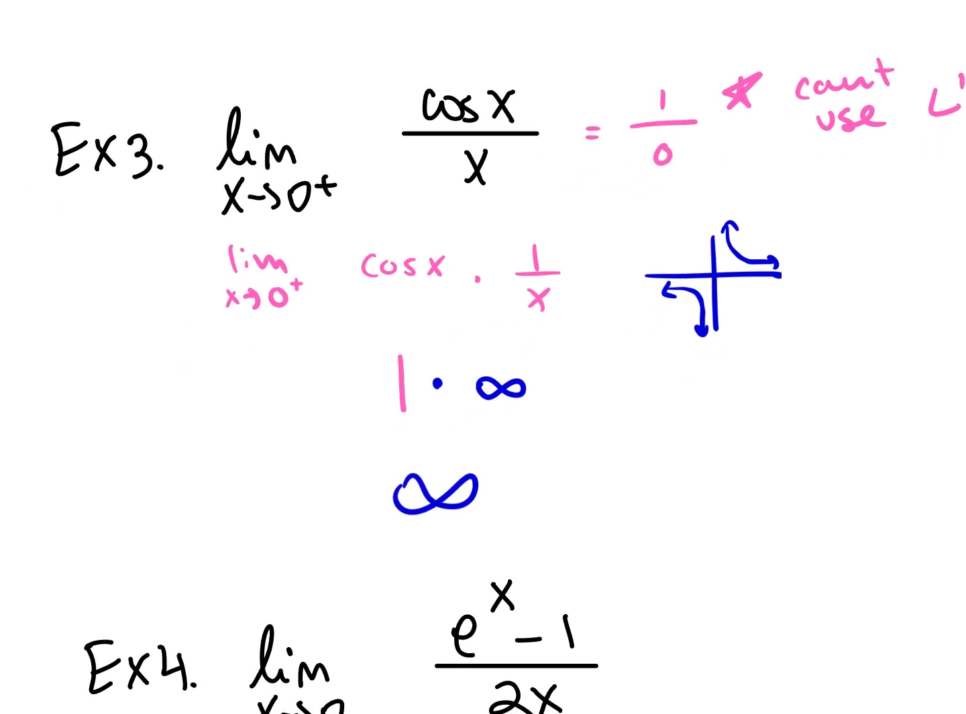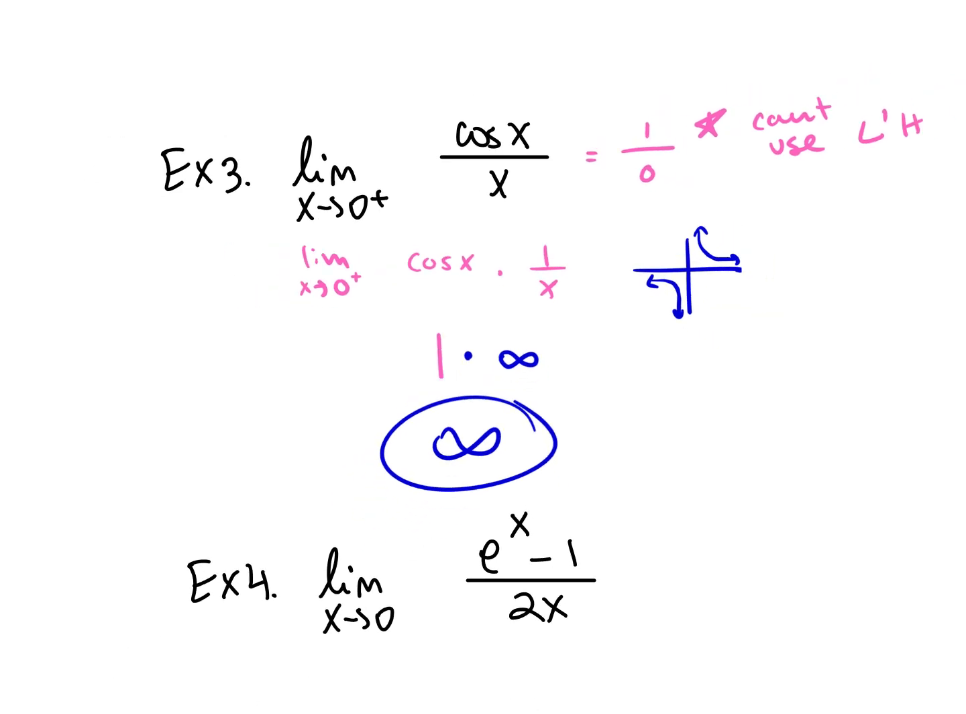Infinity. Perfect. So that would be our limit. So we can't use L'Hopital's rule here. It can only be used if you get 0 over 0 or infinity over infinity. So we had to use a different strategy to take our limit. Any questions here?